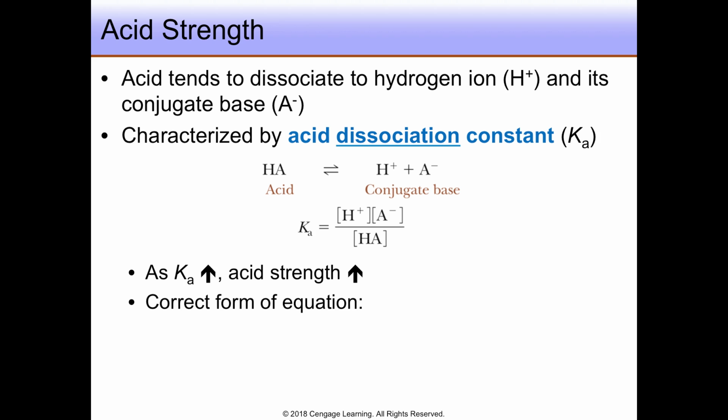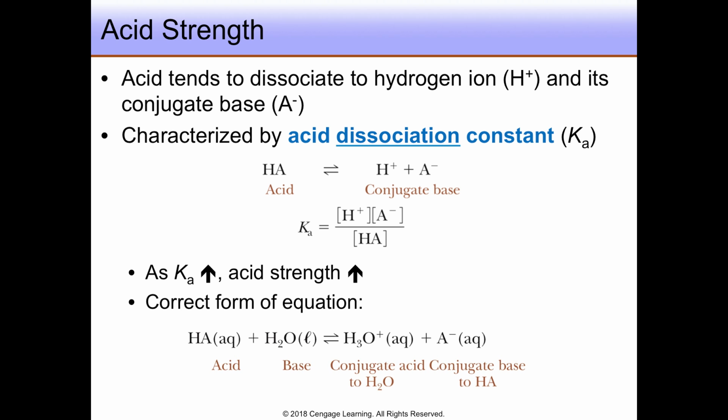We can therefore derive an expression for the equilibrium constant, or Ka, which describes the ratio of dissociated to undissociated forms. Note that this is a dissociation constant, so that as the value increases, more of the acid has dissociated, indicating greater acid strength. We might more properly represent the reaction as given on the bottom of the slide, to show the participation of water. Dissociation of the acid results in water accepting the proton to form a hydronium ion.